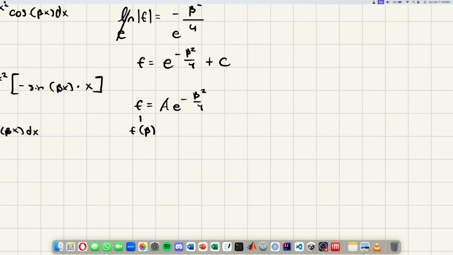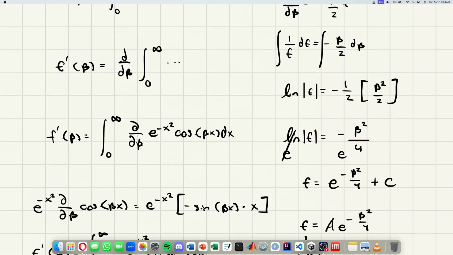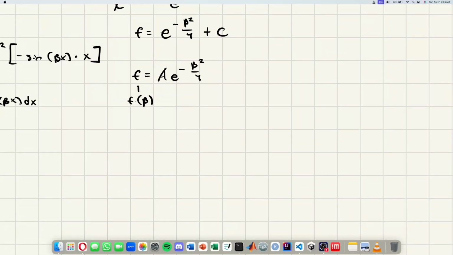But we have to remember that we are dealing with a definite integral. We were given bounds, which in this case are from 0 to infinity. So we need to find out what our constant a is in order to find the full solution. So let's rewrite f of beta as our actual integral: 0 to infinity, e to the minus x squared, cosine of beta x dx is equal to a e to the minus beta squared over 4.